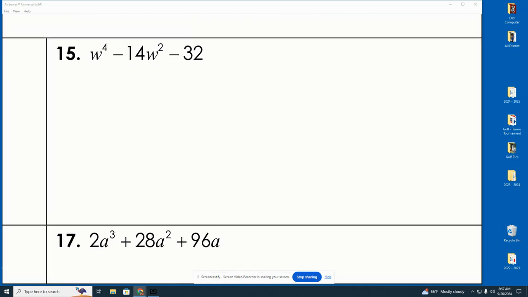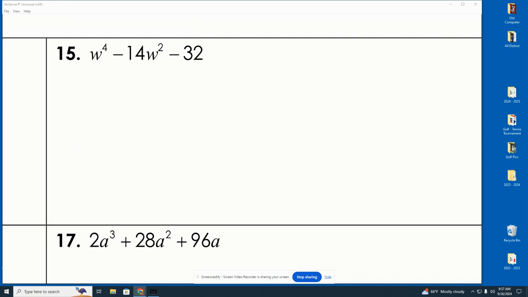Now remember, if your factors are not the same as mine, they don't all have to be in the exact same order, but if you don't have the same factors that I have, then you didn't go far enough or you didn't do it right. One of the two. So here's what you should have gotten on number 15.